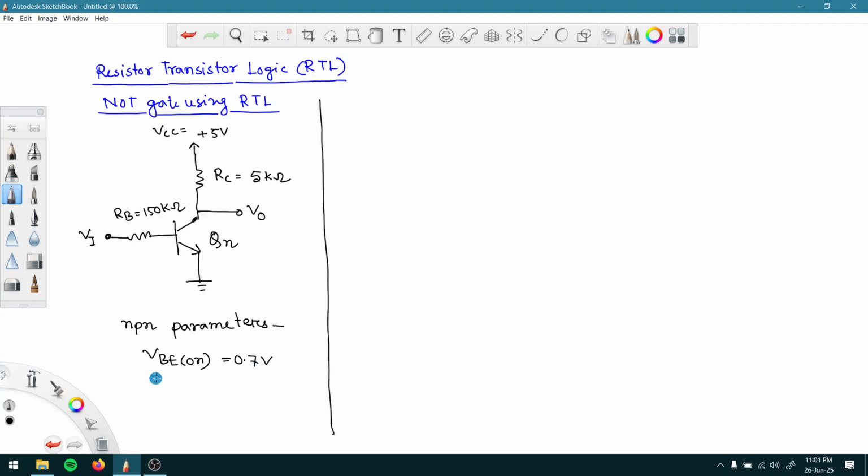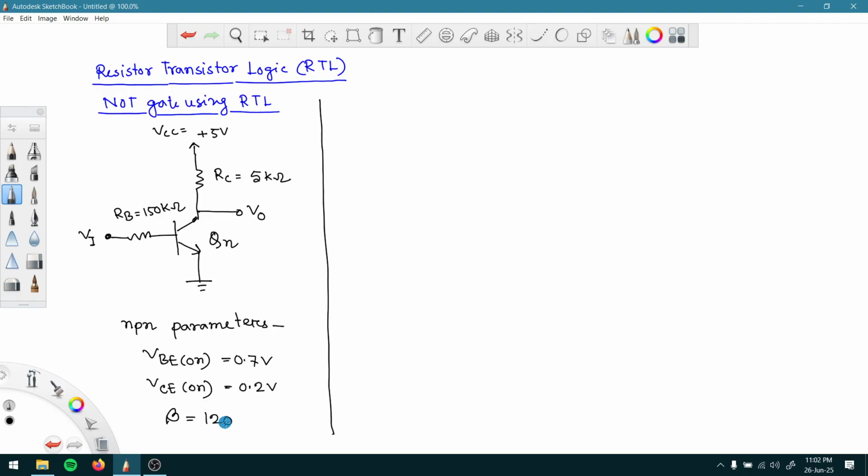We are also assuming another thing. Whenever we are in saturation, VCE on, or sometimes called VCE(SAT), that value should be equal to 0.2 volt. Whenever both of the junctions are forward biased, that is the condition when the transistor is saturated, right? At that condition, the voltage difference from this collector to this emitter should be equal to 0.2 volt. That is our assumption, right? And another parameter will be given, the value of beta, 120. That was the value we saw earlier.